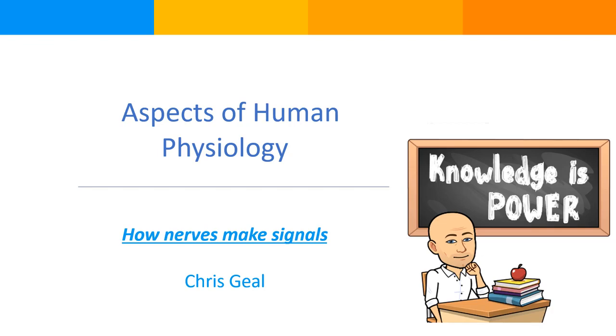This is part of the aspects of human physiology unit, but it links with so many other things. And today what we'll be explaining is how a nerve makes a signal. How do we send a message to our muscles to make them contract? How do we send a message to our heart, for example, to tell it to speed up or slow down? To me, it's a miracle. It's absolutely fascinating to learn, and I hope you find it really useful.